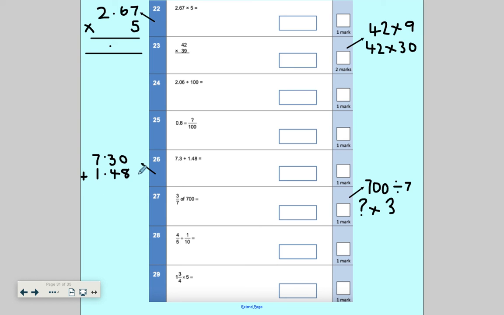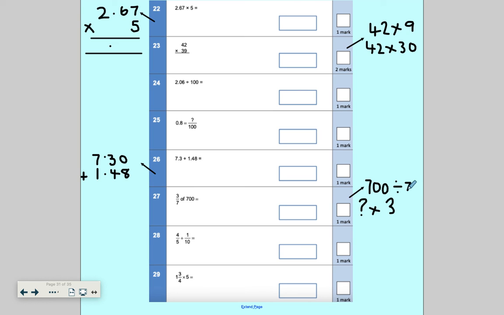This one here, again, some of you would look at it and go, well, I can't do that one because there isn't enough numbers. You can add a 0 onto the 7.3 to make it easier to add up your numbers. And again, I've got my highest number on the top just so I can see it, and it's clearer when I do my calculation.